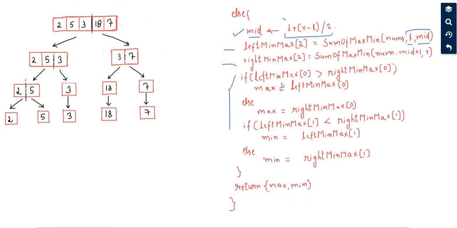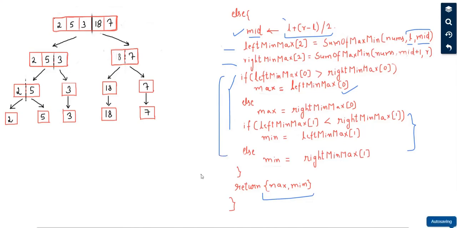I'm comparing the first element returned by the left subarray with the first element returned by the right subarray to extract my maximum element. I'm assuming that the first element which I am returning is the maximum element. Then I'm comparing the second element returned by the left subarray with the second element returned by the right subarray, and I'm extracting my minimum here. I'm assuming that the minimum is the second element which is returned in the pair. Finally, I return my pair of max and min which I extract from here.